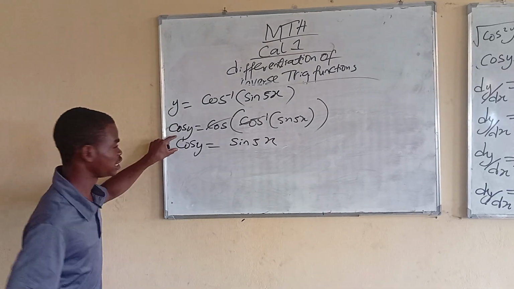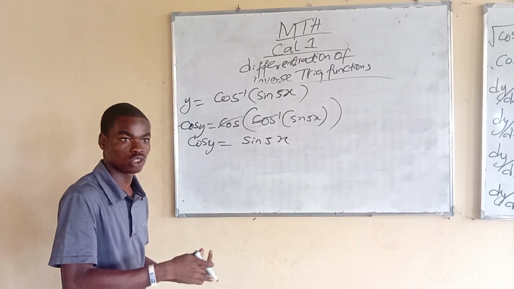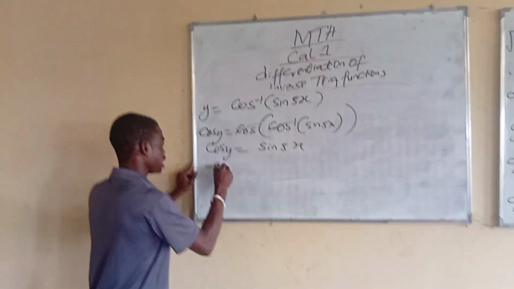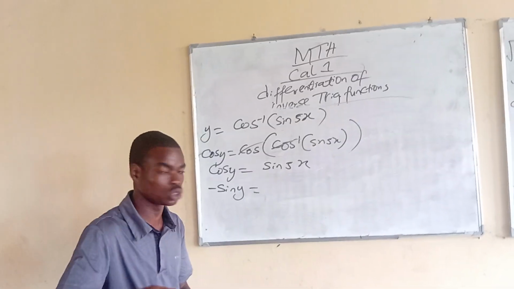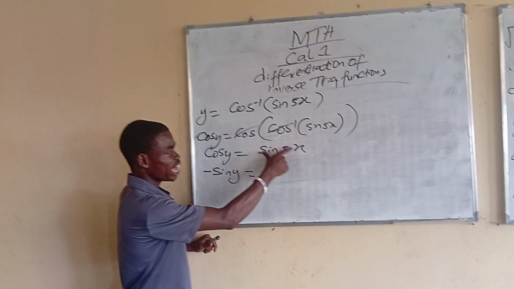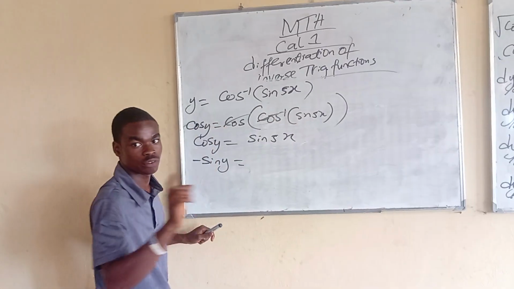Now let's take the derivative of this left hand side. If you differentiate cos, you are going to get minus sine, right? So that's minus sine y. Then if you differentiate sine, you are going to get cos, right? So sine 5x. If you differentiate sine 5x, you are going to get 5 cos 5x.